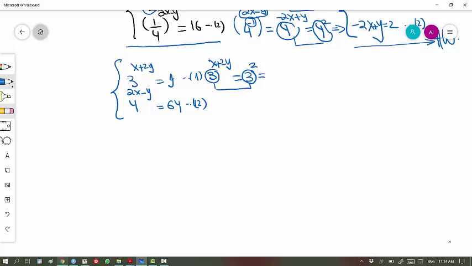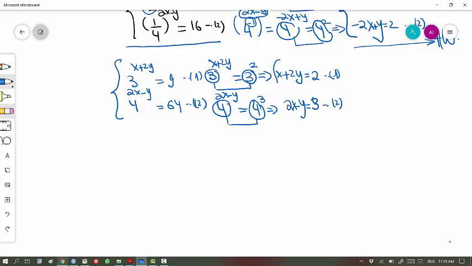Therefore, x plus 2y is equal to 2. This is the first equation. In the second equation, I write 4 to the power 2x minus y, and 64, guys, is 4 to the power 3. Now, on both sides I have the same base, hence I can write that 2x minus y is equal to 3. This is the second equation, and what we have done is we have transformed this linear exponential system to this system of linear equations, the solution of which I leave as homework.